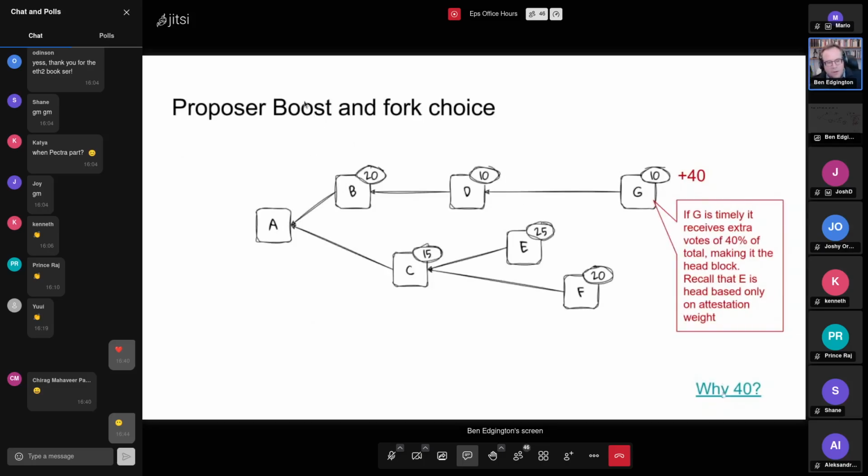Why 40 is a great question. It's had values, started off life at 25, then it went to 70, then it went to 33, and now it's 40. You can look it all up in the book.